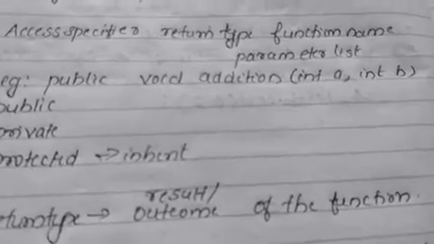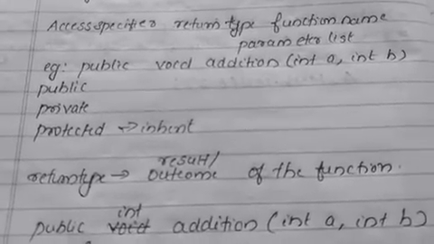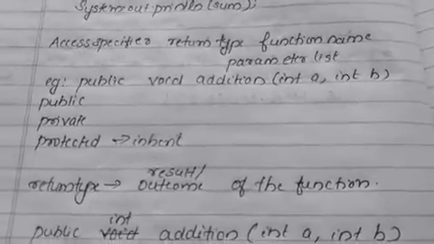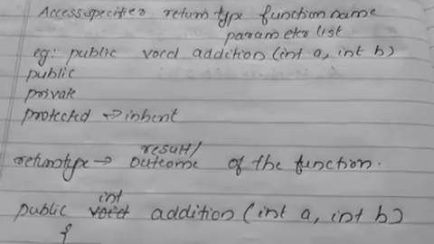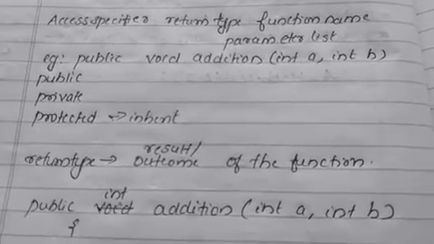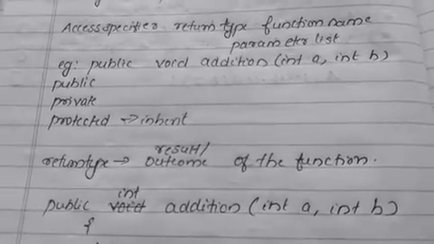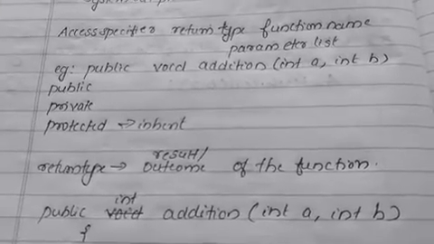Okay. Next one is parameter list. Here you can see that there are two parameters. Parameters means the values or arguments passed to a function. Here, inside this function, we have passed two arguments or two variables, a and b, both of integer type. You can pass any number of parameters to a function.